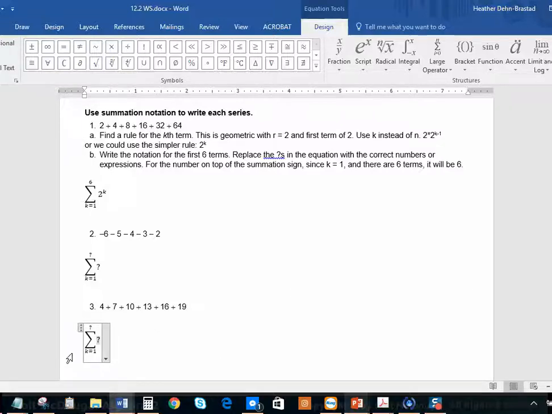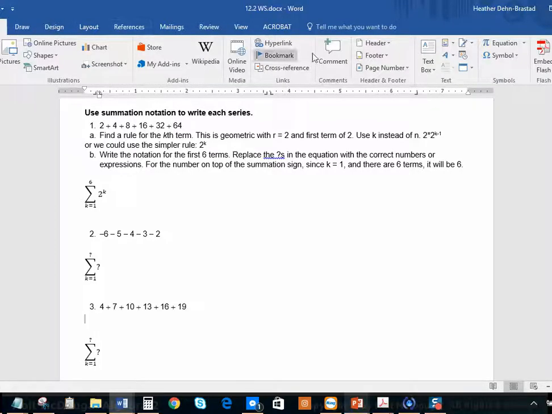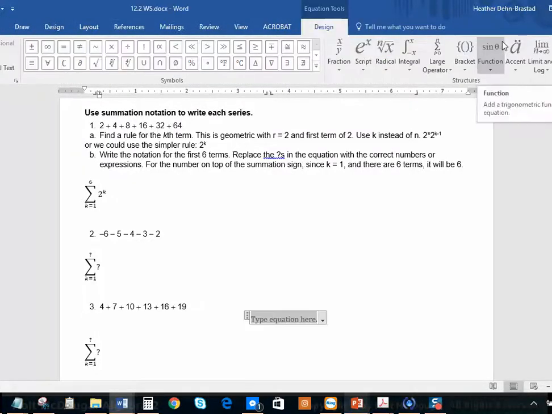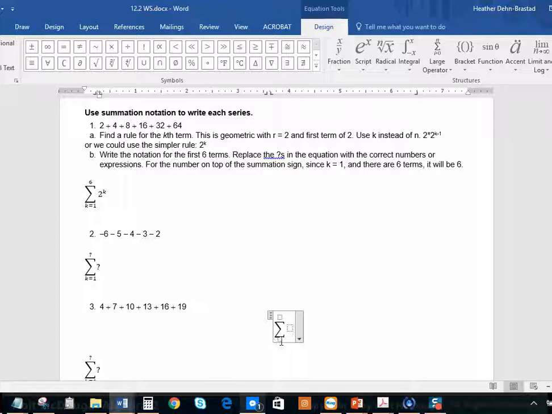If you wanted to, let's say you actually deleted it and needed to write your own sigma, go to insert and then to the equation. And it's right in here where it says large operator. And there's this one, but this one doesn't have the stuff above and below. This one has the things above and below it, summation. And then you can put your k equals, usually it's 1, but not always. And you can put your ending part up here. 1, 2, 3, 4, 5, 6. And then you'd put your rule, your explicit formula right there.